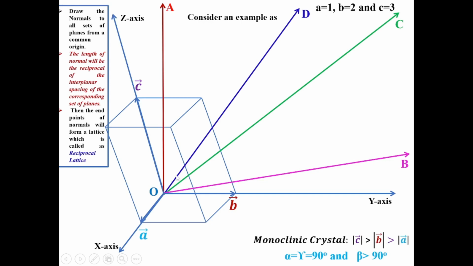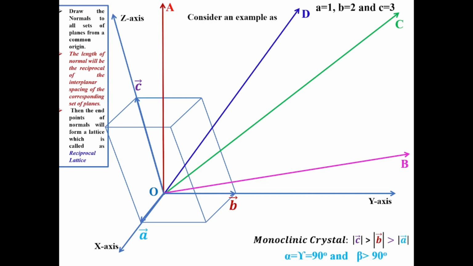Now we are going to calculate the interplanar spacing, then its reciprocal, then we are going to find out the value. From the value we can easily locate the reciprocal lattice points on these planes.